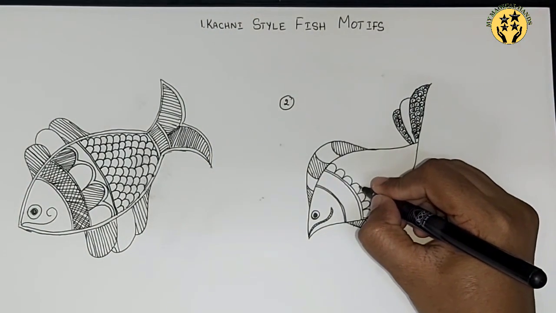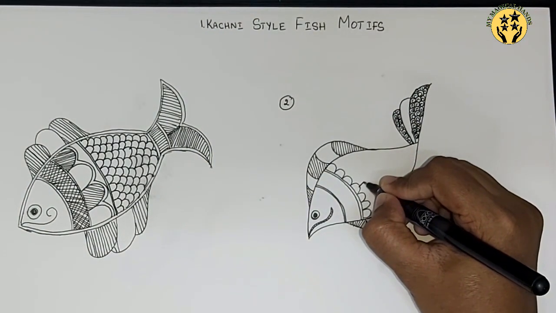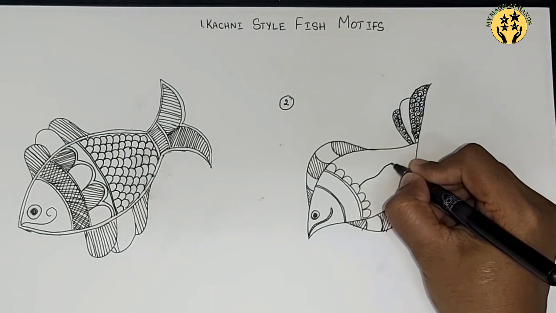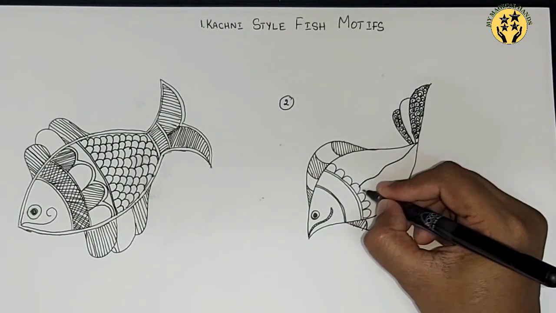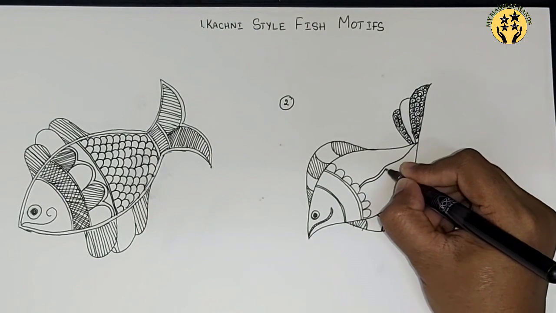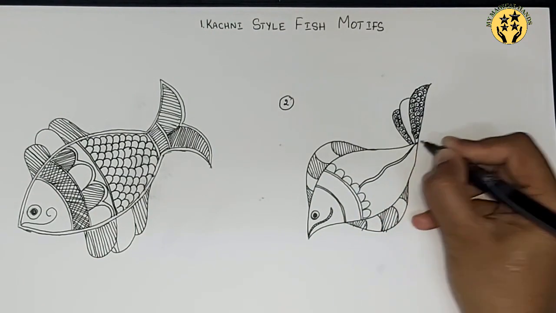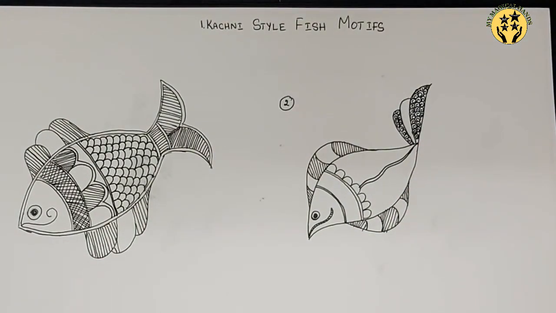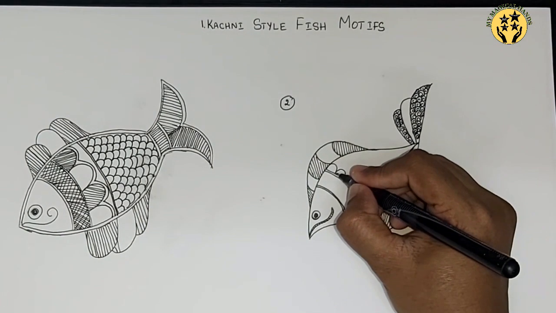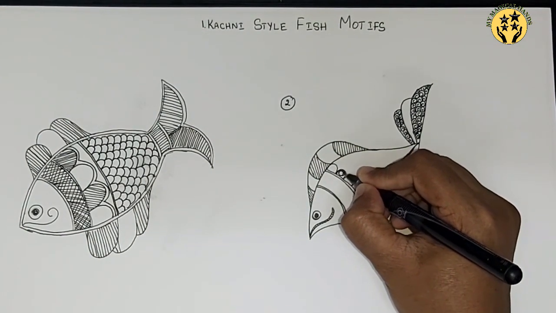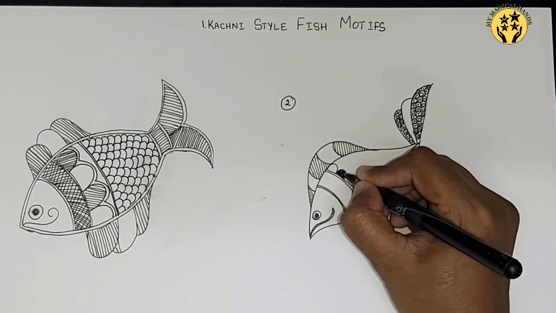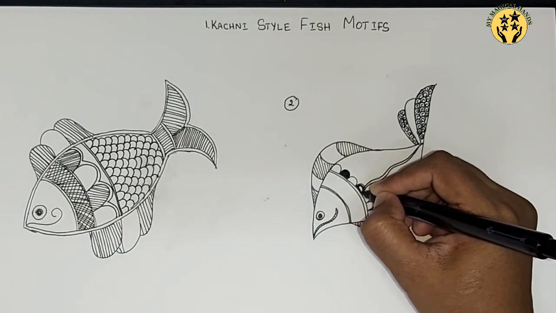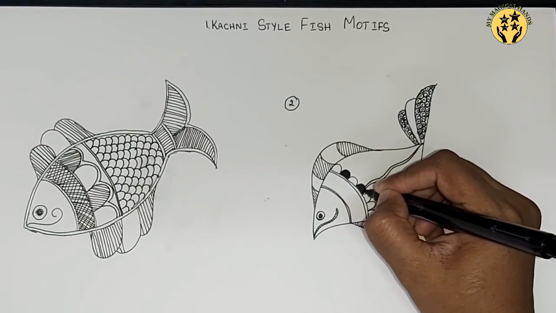To fill the scale area, I just draw the curvy line in the center of the body part like this. I just fill those semicircles alternately. You can fill with lines also. It gives a nice look.